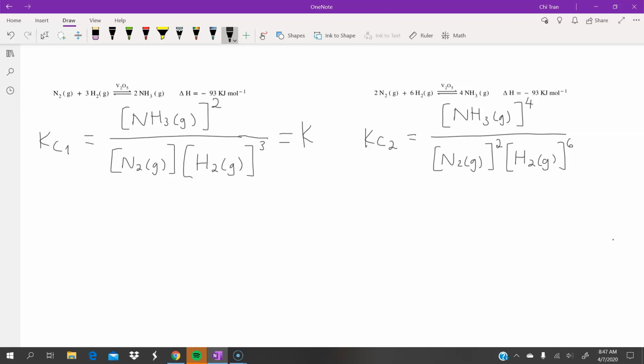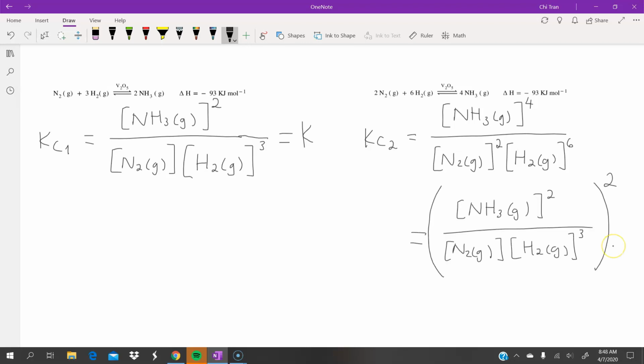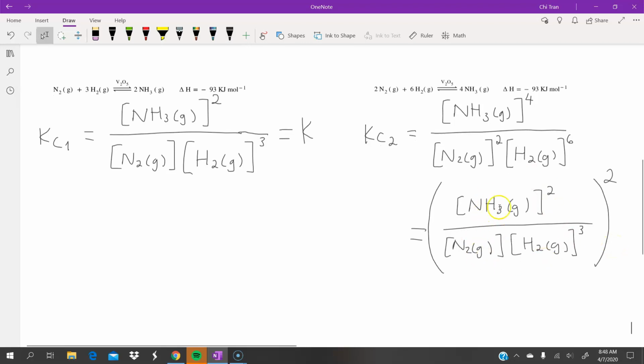So if you compare these two, you can see that this right here is equal to this one right here. Because you can see, if you were to compare, all the powers are doubled. So if we were to simplify that, we have the exact same equilibrium constant to the power of 2. And this makes sense because if we were to look back at the equations themselves, you can see that the coefficients are all doubled as well.